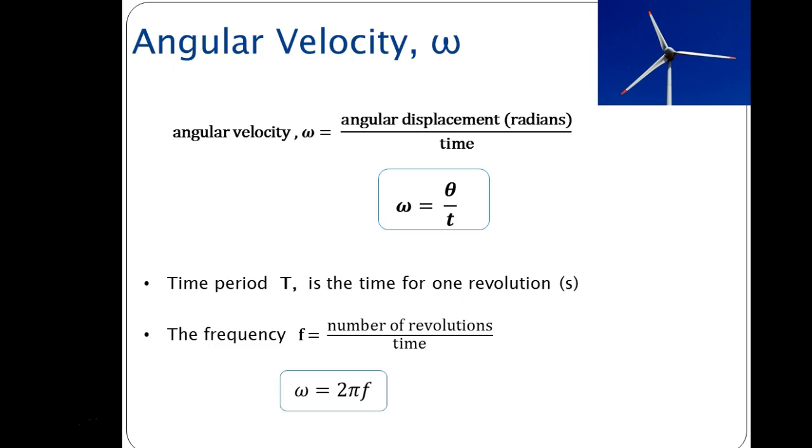From this we can derive two useful expressions that allow us to calculate the angular velocity. The first one is that we can say that the angular velocity is 2 pi times the frequency, or we can say that the angular velocity is 2 pi divided by the time period. That's just a simple statement of distance divided by time.